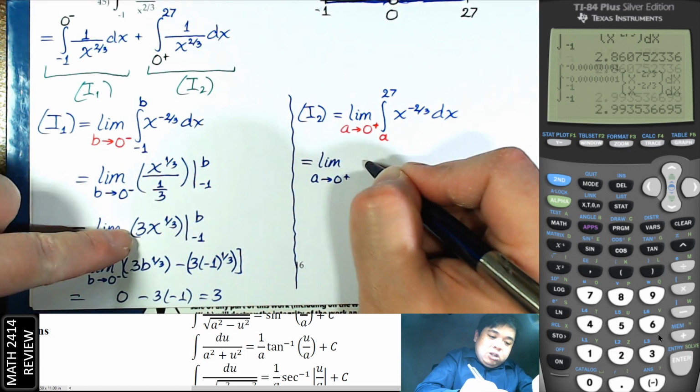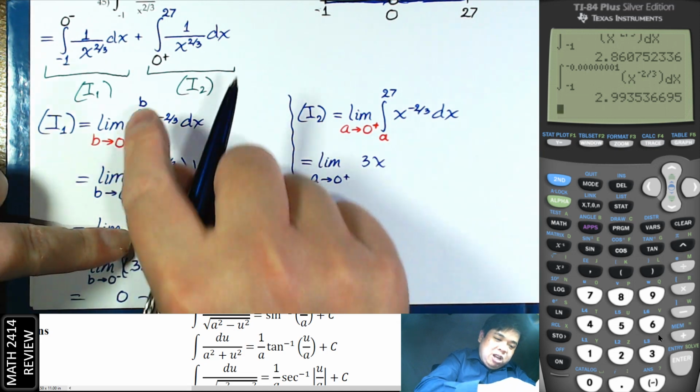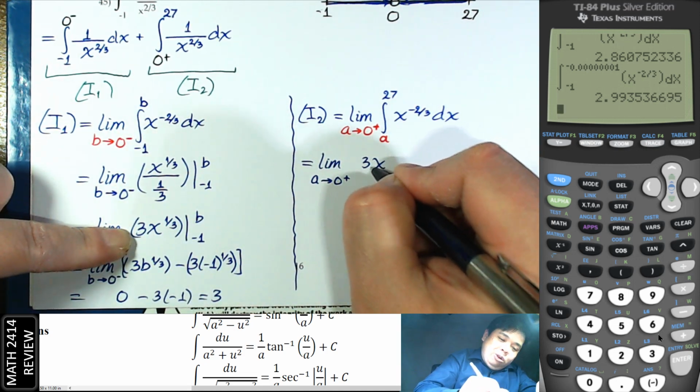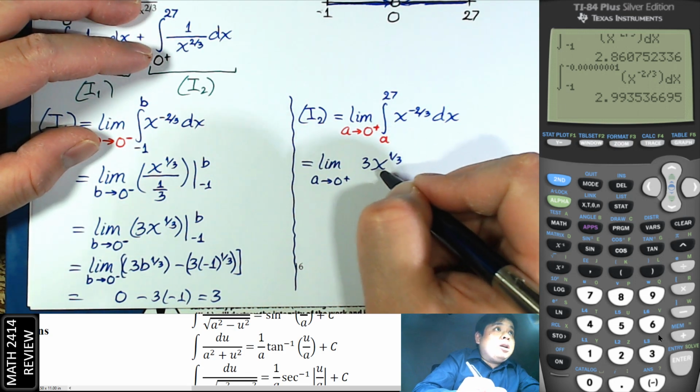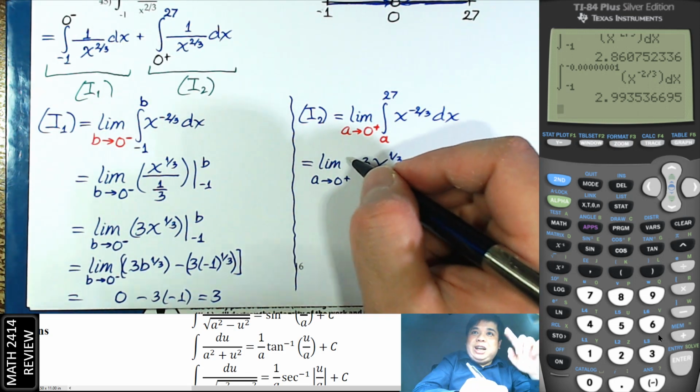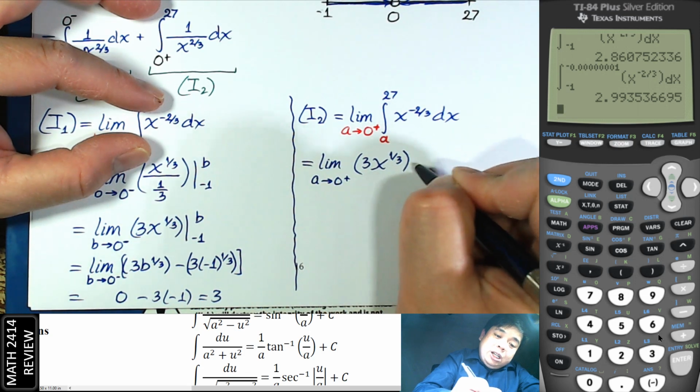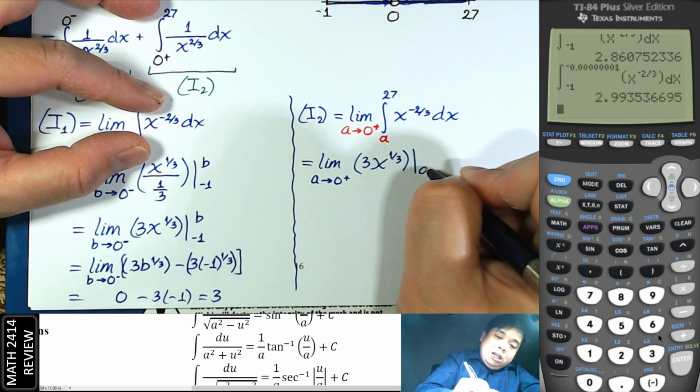Integral, we're just going to say 3x to the 1/3. Of course, that's the same thing. We don't have to write this step. X to the 1/3. Oh, sure, it's closer to 3, as you see on the calculator, which is good. All right, go from a to 27.